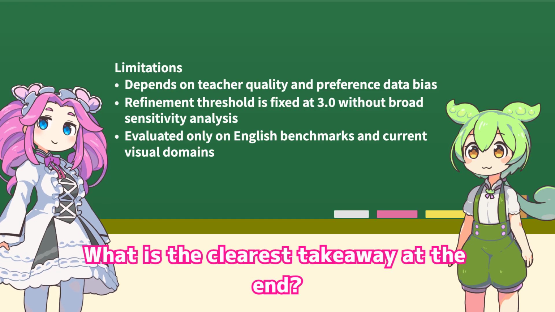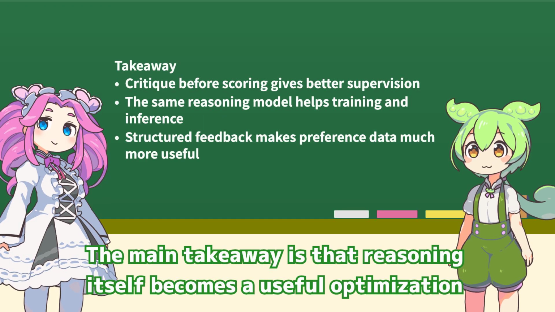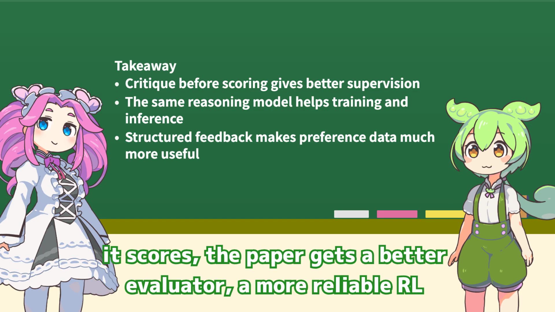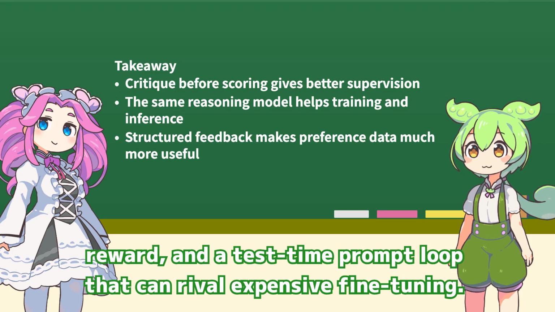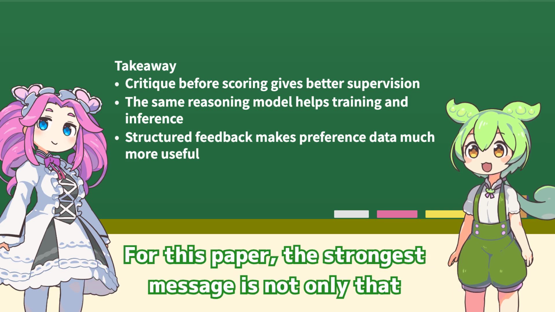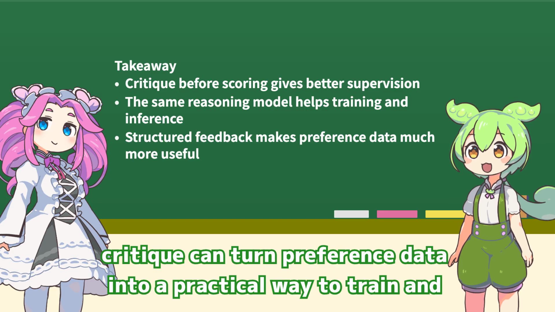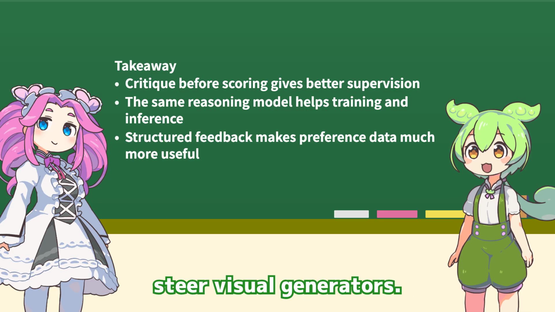What is the clearest takeaway at the end? The main takeaway is that reasoning itself becomes a useful optimization interface. By making the reward model explain what is wrong before it scores, the paper gets a better evaluator, a more reliable RL reward, and a test time prompt loop that can rival expensive fine-tuning. For this paper, the strongest message is not only that Rational Rewards wins a few benchmarks. It is that structured critique can turn preference data into a practical way to train and steer visual generators.